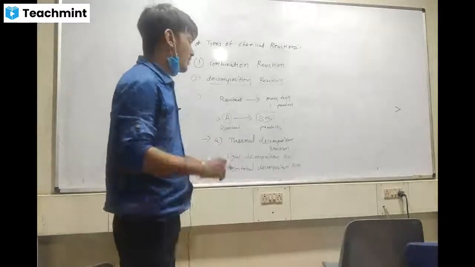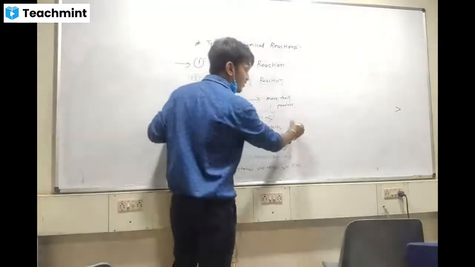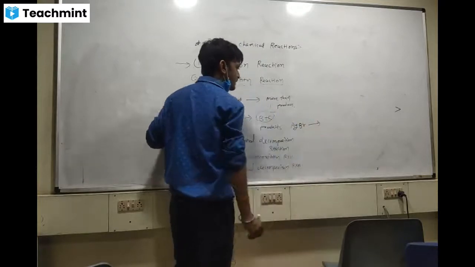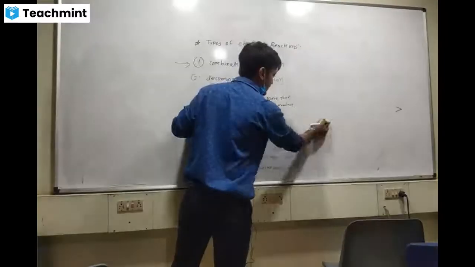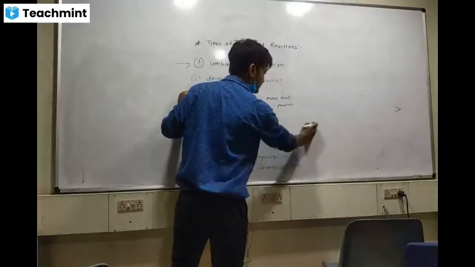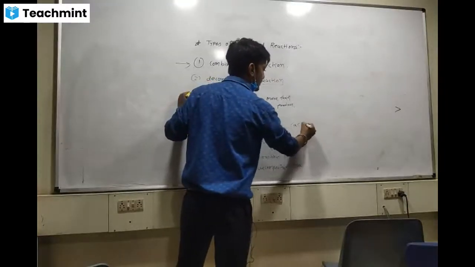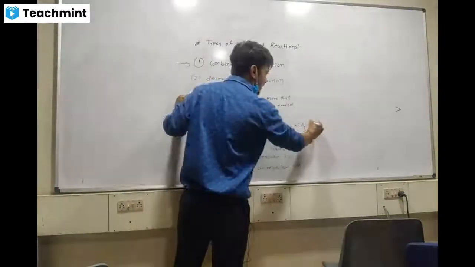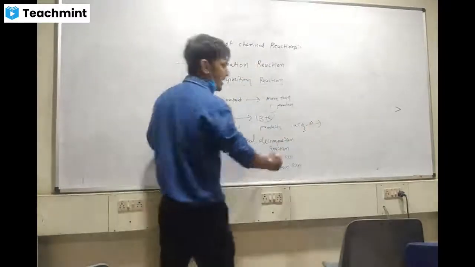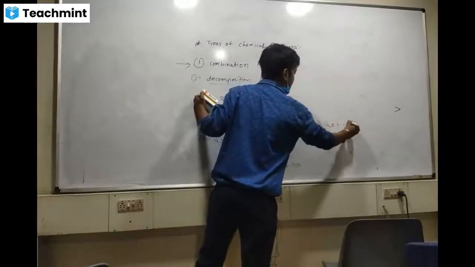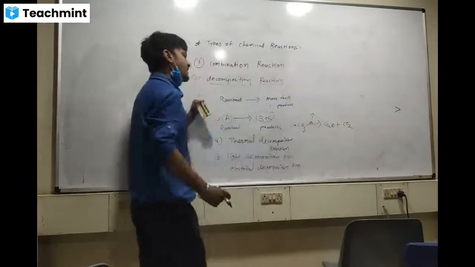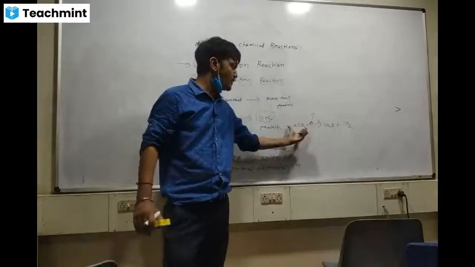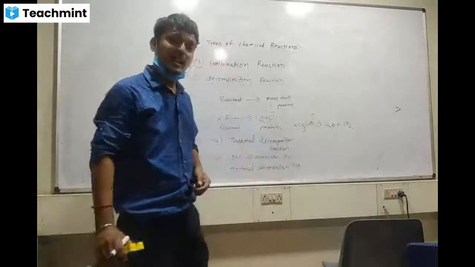The best example of thermal decomposition reaction is when you decompose CaCO3, calcium carbonate. When you apply heat to calcium carbonate, it forms calcium oxide plus carbon dioxide. So this is an example of thermal decomposition reaction, as we use heat to decompose this calcium carbonate into calcium oxide and carbon dioxide.